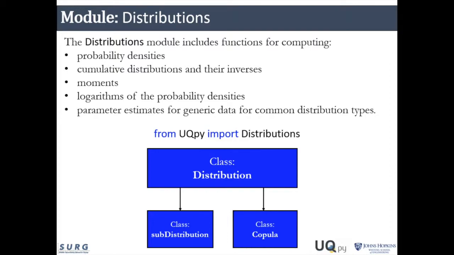One can import the distributions module by using the following command: from UQpy import distributions. Now the distributions module contains three classes. We have the Distribution class, which is the parent class of the module, and also we have the SubDistribution class and the Copula class that are called within the Distribution class.